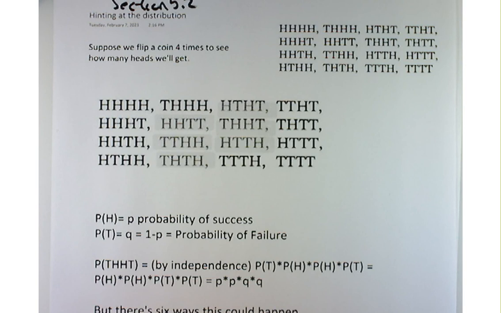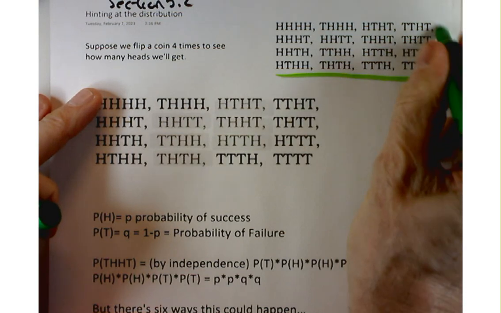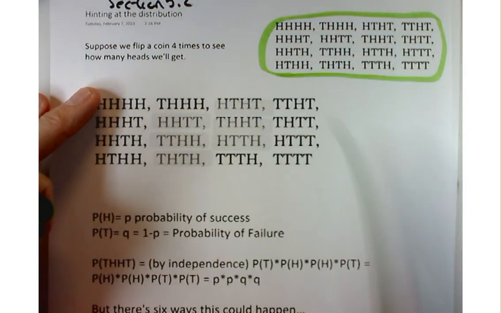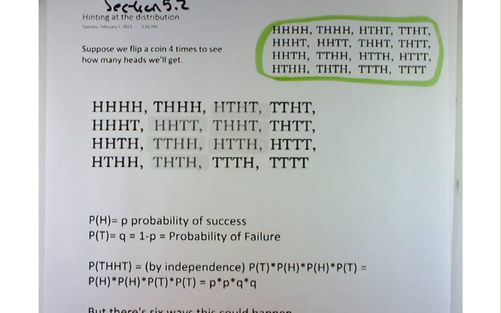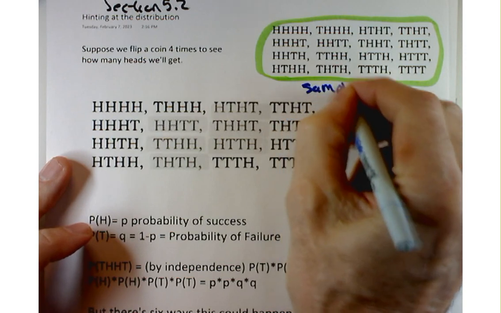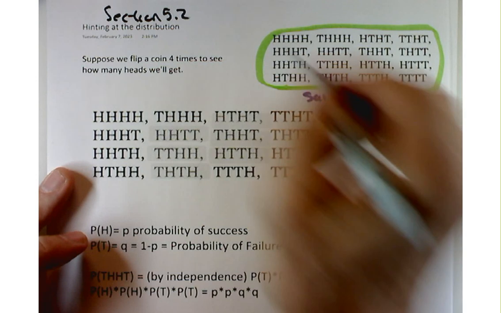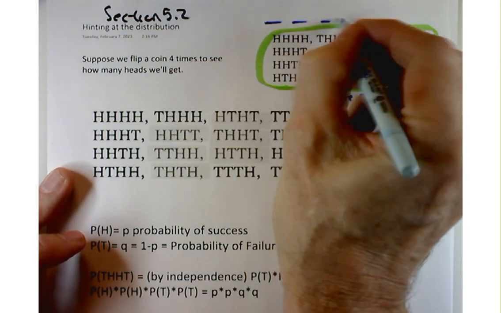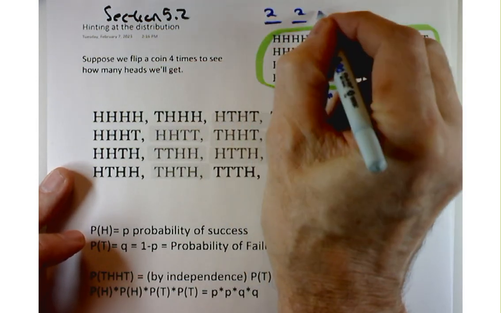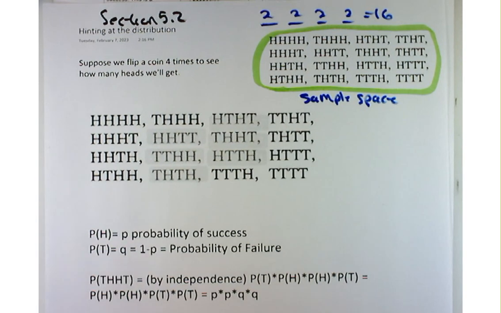So, all right, this is all the things that can happen when you flip a coin 4 times. So what's that called, the list of all the things that can happen? Sample space. Excellent, that's our sample space. So we've got 4 events, each with 2 possibilities. So 2 times 2 times 2 times 2 is 16, or 16 points in our sample space.